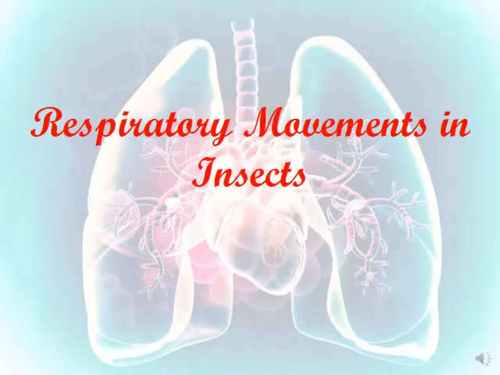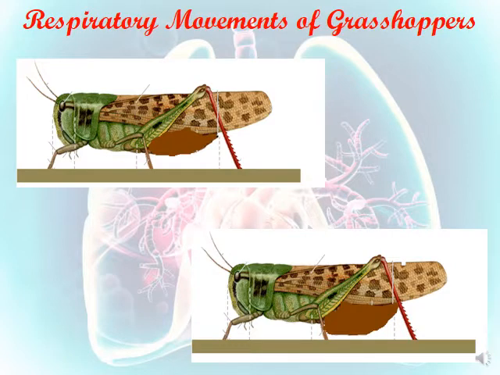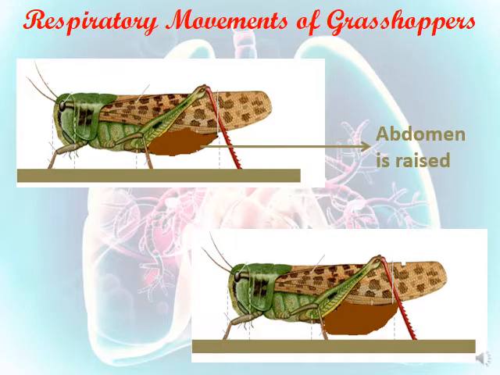Let's move now to insects. First, we talk about mammals. We said that mammals have the respiratory organ, which is the lung. So here we move to the insects. First, let's talk about the grasshopper. Grasshopper is an example. Abdomen is raised here.